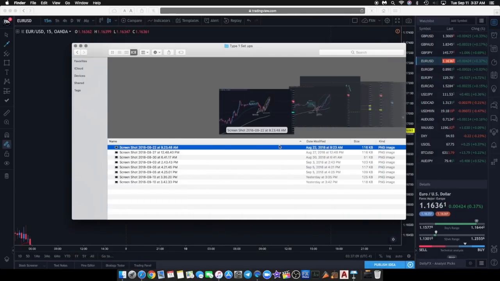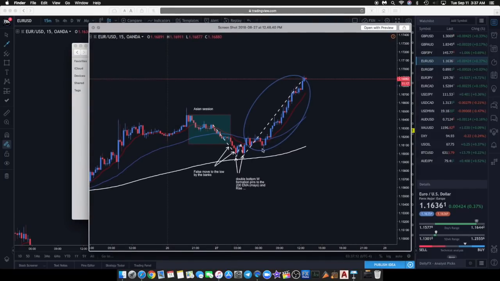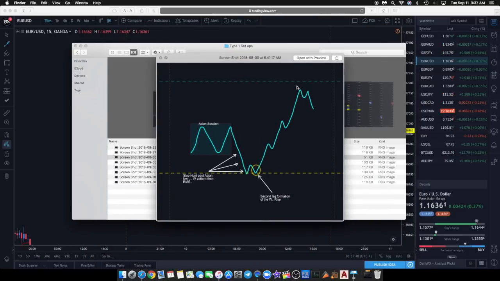Let's go to another one. Here's another one. So we have our Asian range, and then here we go, the more typical one. We have a false move to the bottom. We have our W here, and then we rise. See that? On the type 1s, we're passing the Asian low. We're going down, creating the first leg, come back for the second, and then we rise. This right here is just a written example of what I showed you before. This is what we're looking for on a type 1 setup.